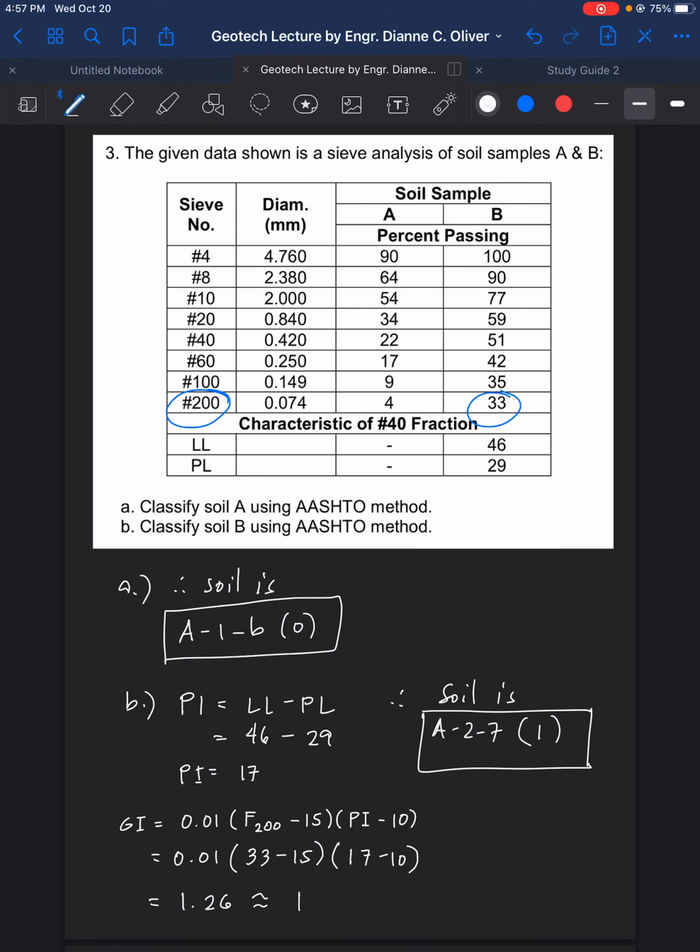Okay, so, let's solve for the rest of the examples in part 2 of the video.